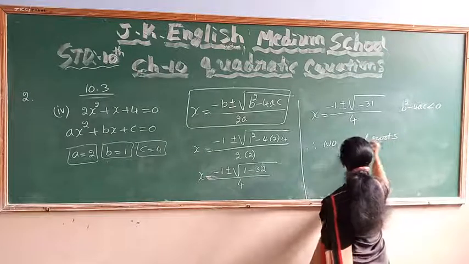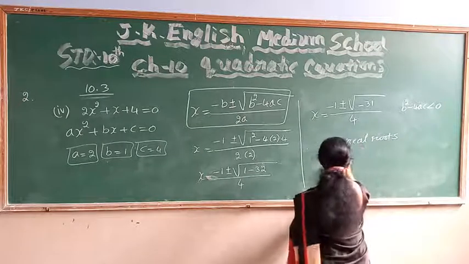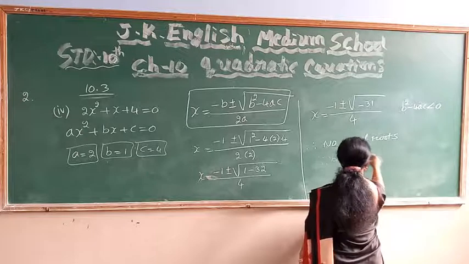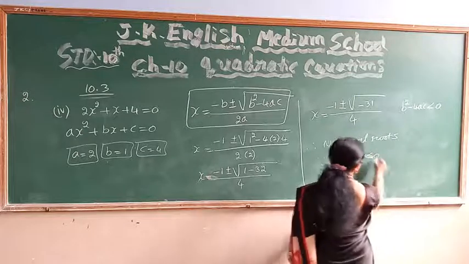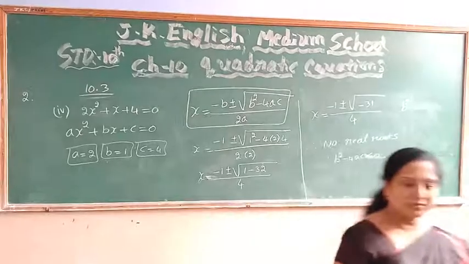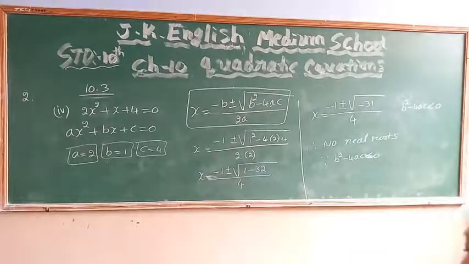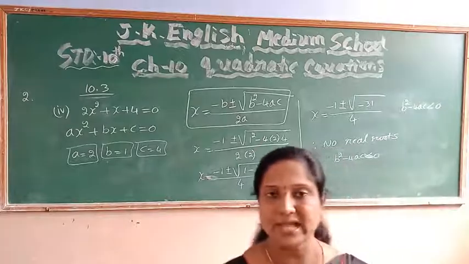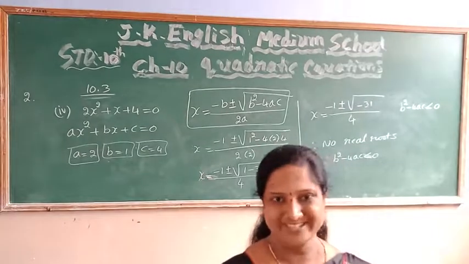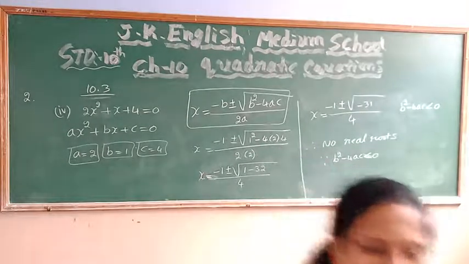Because the b square minus 4ac value is less than 0. Okay, children, write down and practice daily at home maths. Then you will become perfect. Okay, children, all the best.